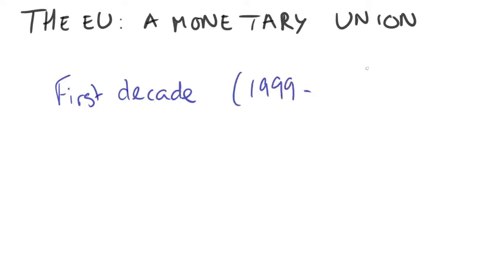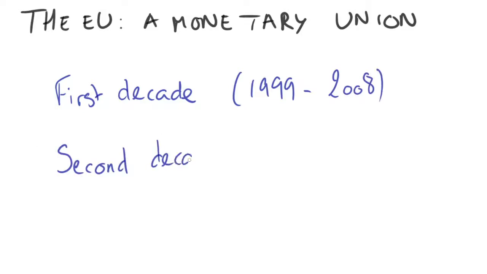After the ratification of the Maastricht Treaty, the economy of the euro area changed completely. There are two main phases: the first decade from 1999 to 2008, and the second one from 2008 to today.